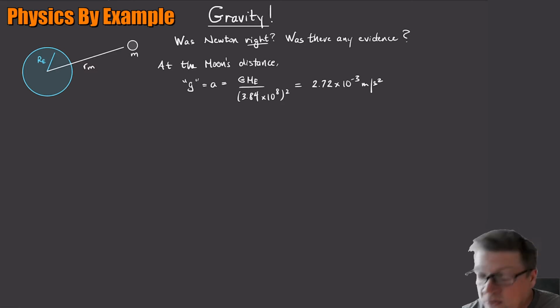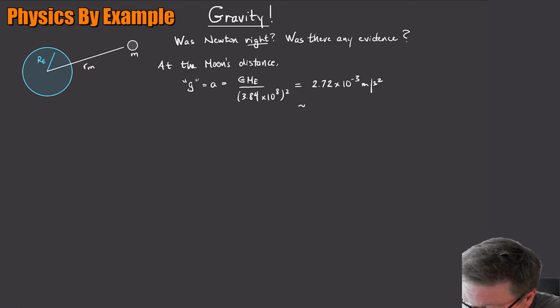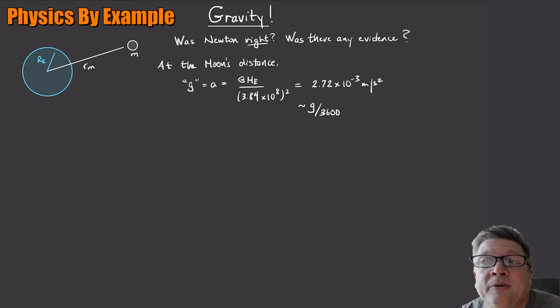Okay, so it's something like g over 3600, which should make total sense. The moon is 60 times further away than you are from the center of the Earth, so the gravitational force ought to be 60 squared, or 3600 times weaker. So that should make sense. Okay, let's see if we can explain the moon's motion then.